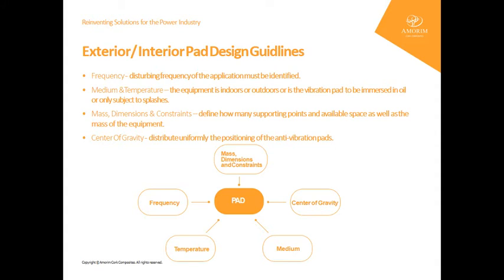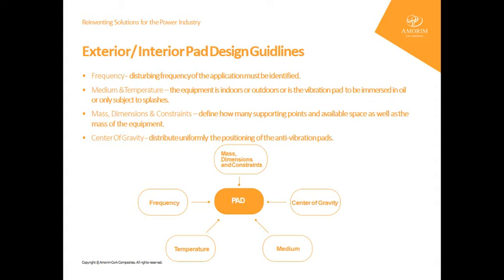We need to know the temperature at which the material will be subject in order to find the right material for that temperature, and the medium. When we talk about the medium, we need to know if the pad material will be used inside the transformer or outside the transformer, and if it's outside, whether it's going to be indoors or outdoors. That information will allow us to select the best and most suitable material. The center of gravity is important to know how to distribute the pads under the transformer or under the active part in order not to unbalance the system. And finally, we need to know the mass, the weight of the equipment, the dimensions, and any constraint.